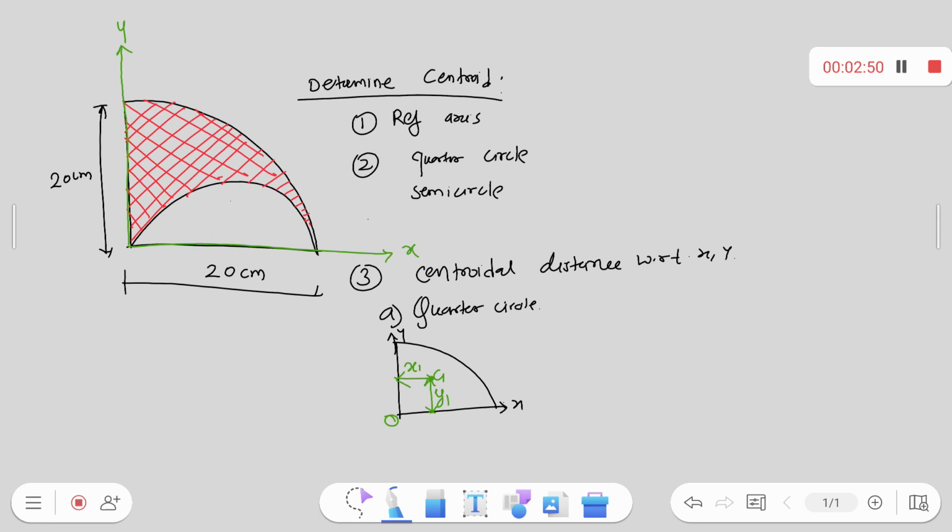So I am writing here. What is the formula I know? The formula of the centroid: x1 from the origin is 4r by 3 pi, and y1 is again 4r by 3 pi. This is given to you. What is r here? For this quarter circle, r is 20 centimeter. No need to convert it to mm because all dimensions are in the same unit.